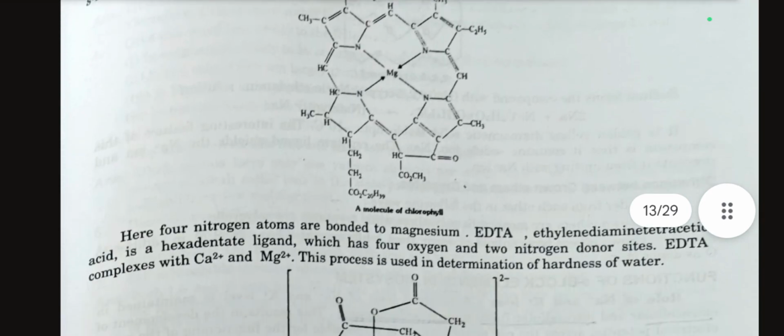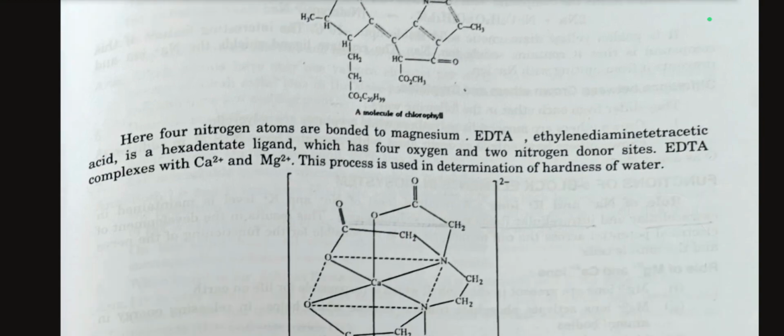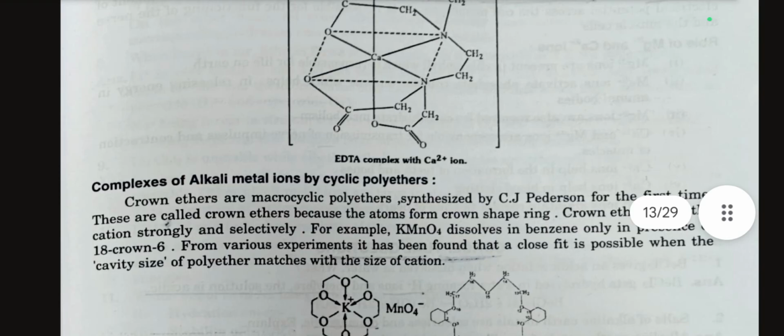Here, 4 nitrogen atoms are bonded to magnesium. Ethylene diamine tetraacetic acid is a hexadentate ligand which has 4 oxygen and 2 nitrogen donor sites. It complexes with Ca2+ and Mg2+. This process is used in determination of hardness of water. Complexes of alkali metal ions by cyclic polyethers. Crown ethers are macrocyclic polyethers synthesized by C.J. Pedersen for the first time.